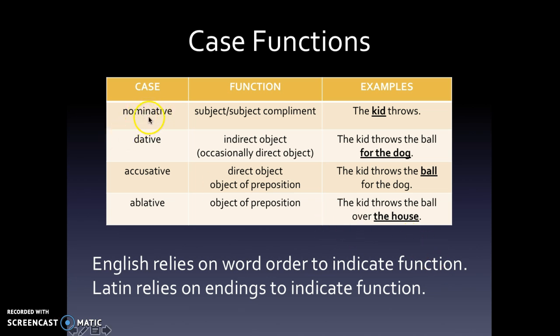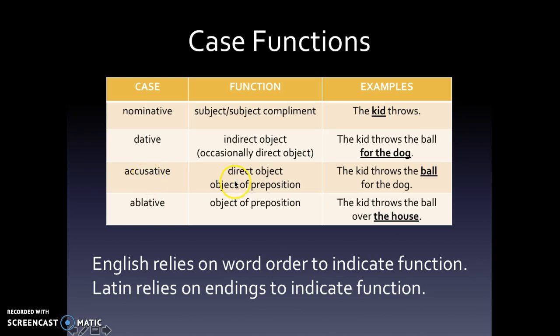One of our old standard cases is the nominative. The nominative in Latin is always the subject or a subject complement. For example, the kid throws. The kid is the subject of this sentence. In English, we know that the kid is a subject because it comes before the verb. The kid is doing the verb. We're going to skip dative for right now until we review everything else.